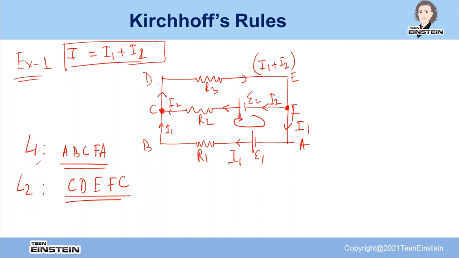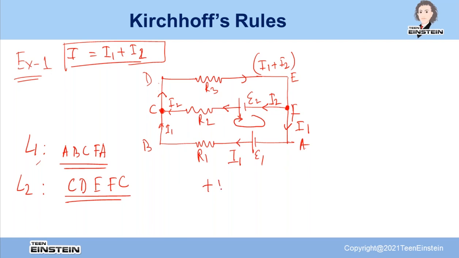For A to B, when I go, I have this resistor R1. If I go from A to B and the current is also going from A to B, that means the current direction and the direction of my loop are the same. In that case, the voltage drop across this will be positive. So I'll write for L1, loop 1. L1 means which one? A to B to C to F to A. This is a closed loop.